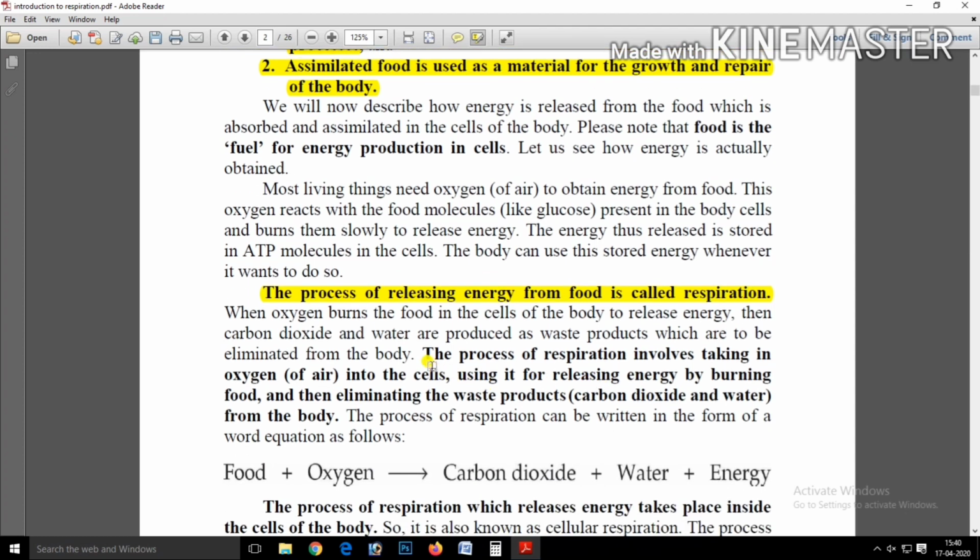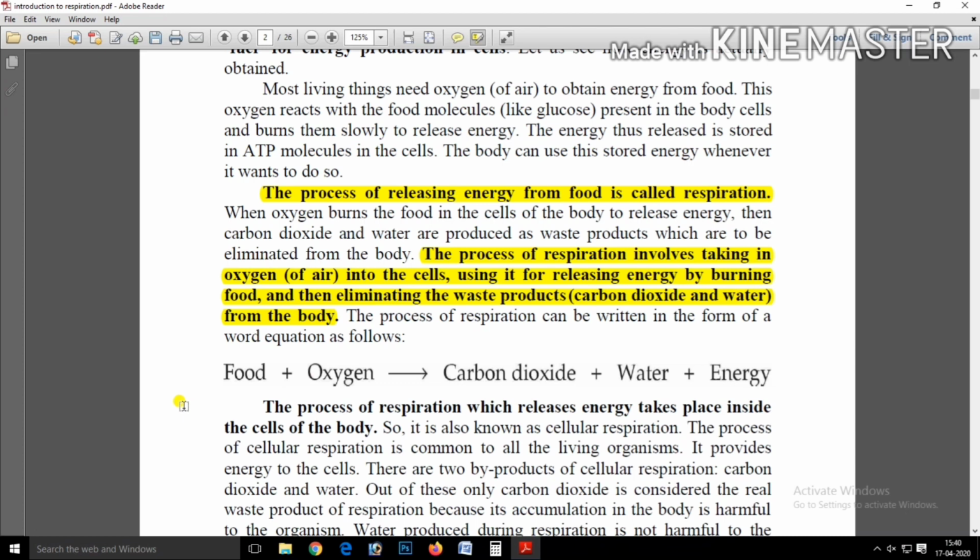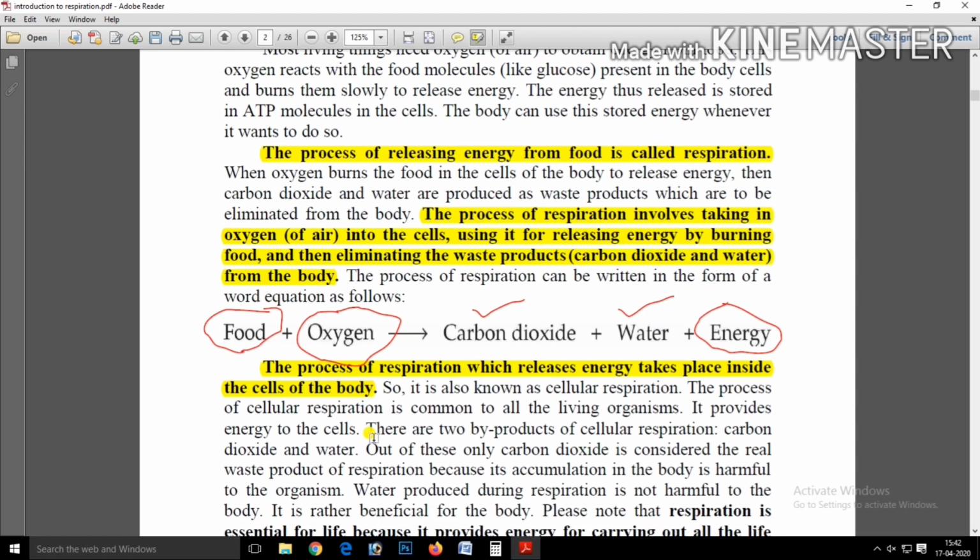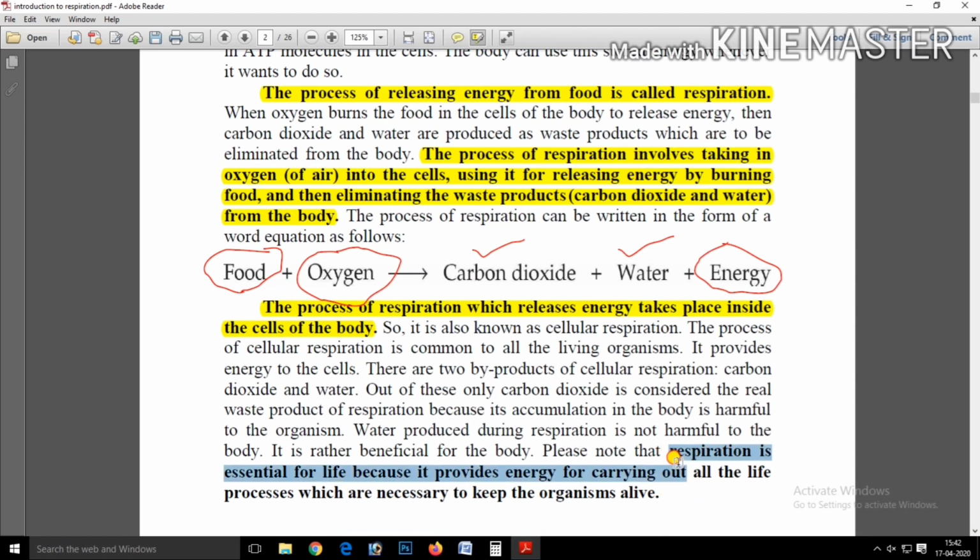The respiration process involves breathing in oxygen, then using this oxygen to release energy, and then removing the waste products such as carbon dioxide and water from our body. And with the help of this inhaled oxygen, we burn our food to release energy, and as a waste product we release carbon dioxide by breathing out, and water in the form of urine, sweat, etc. Now this whole process basically takes place inside the cells of our body, and respiration is essential for all living things because it provides energy for carrying out all the life processes, whether it is nutrition, circulation, growth, reproduction, whatever it is.